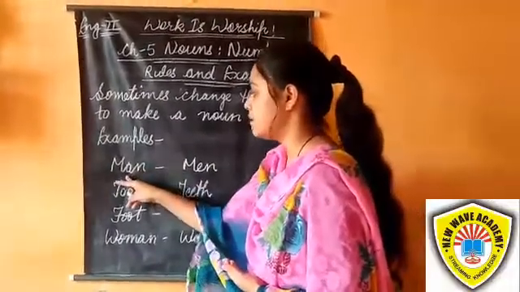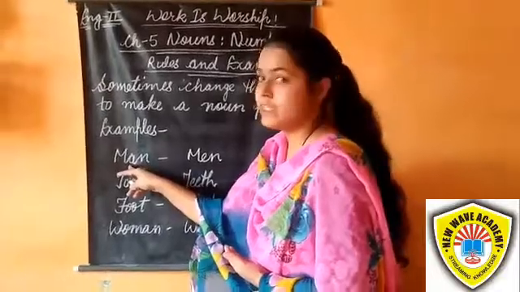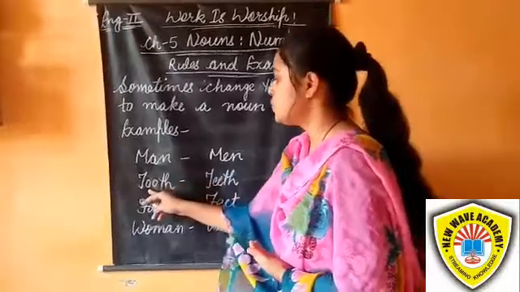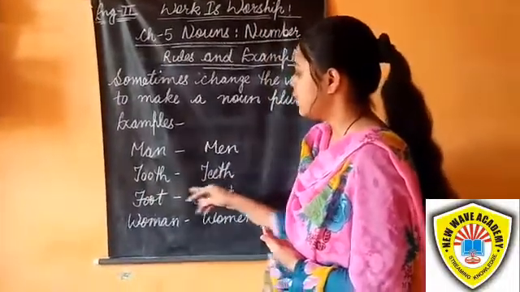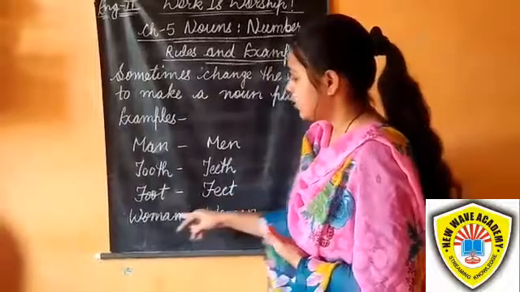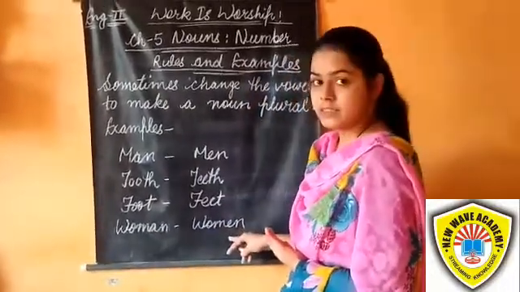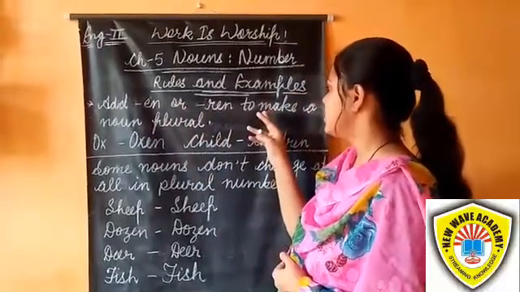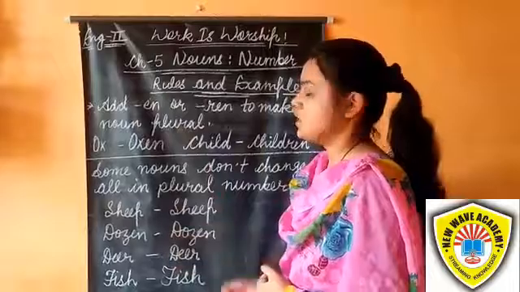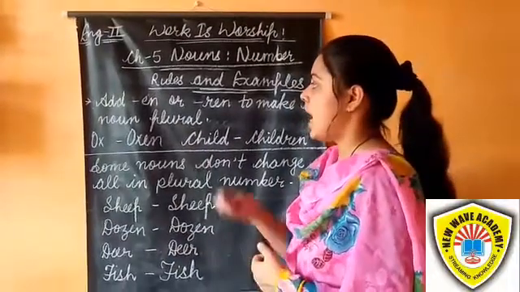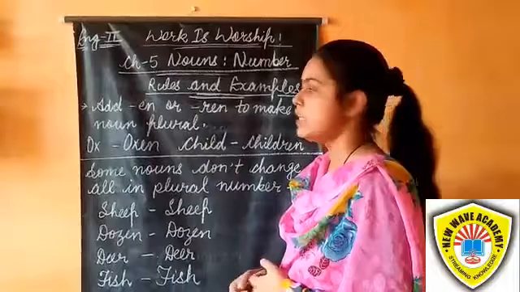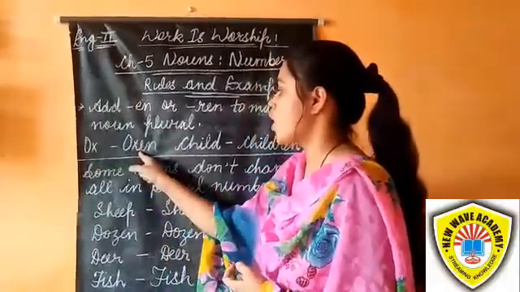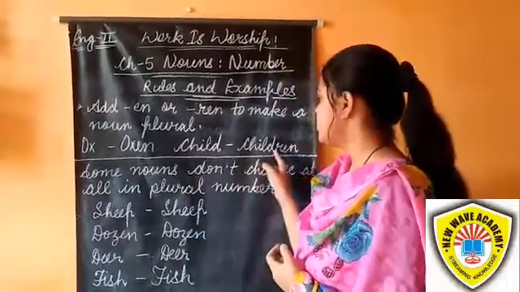For example, man. We will change vowel a into e. Men. Tooth, teeth. Foot, feet. Woman, women. Add en or ren to make a noun plural. In some words, we will add en or ren to make the plural form. For example, ox, oxen. Child, children.